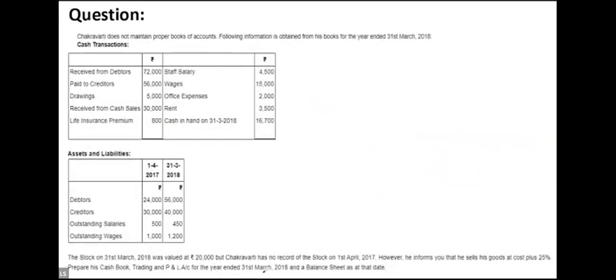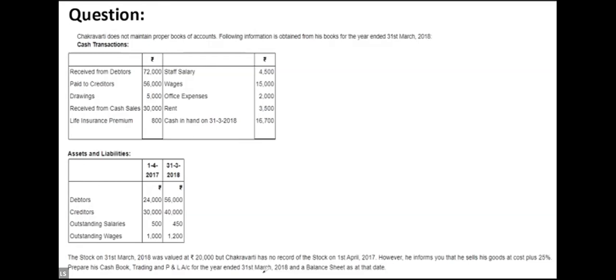Now this is the full-fledged question of single entry. And in this question, we will be required to prepare the trading profit and loss account and the balance sheet. So prior to this, in this chapter, I think we haven't done any question where we were required to prepare the final account. But in this question, we are required to prepare the final account of this entity. So the question says that Chakravarti does not maintain proper books of account. Following is the information obtained from his books.